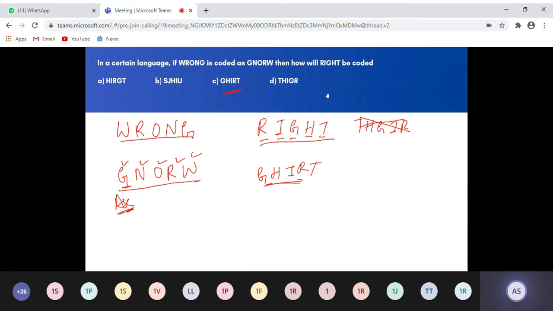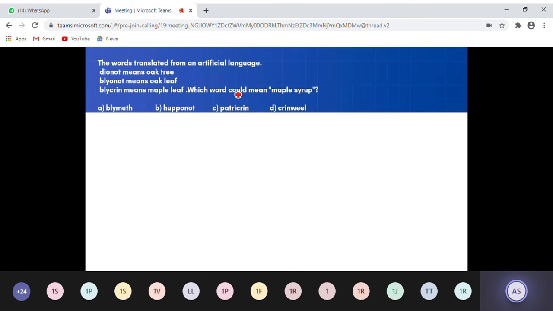When you don't find the answer, it doesn't mean that you just mark the closest answer. No. Look for the analogy behind it, the reasoning behind it. There will be something else. So all these alphabets have been arranged in ascending order. Similarly, we arrange the alphabets of right in ascending order. That would come up to GHIRT, answer option C. Okay. Next one. One more pattern.